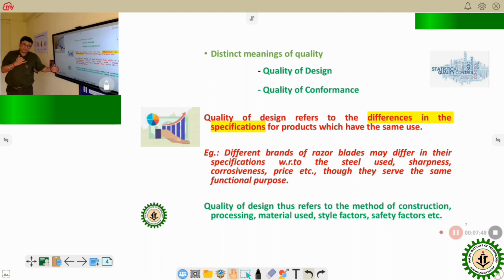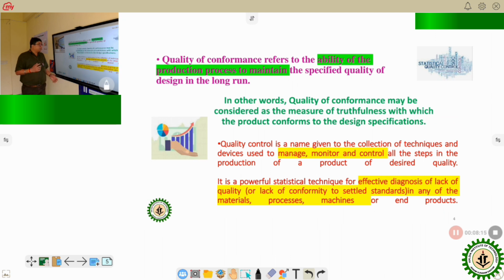Each definition could obviously create a large lecture, so I just try to compact the whole thing and generate simplified results for you students, so that we can get a basic idea of what it means to us. So quality of design basically means the difference in the specification we are going to make, and we are going to generate a final product out of it. The next one is the quality of conformance.